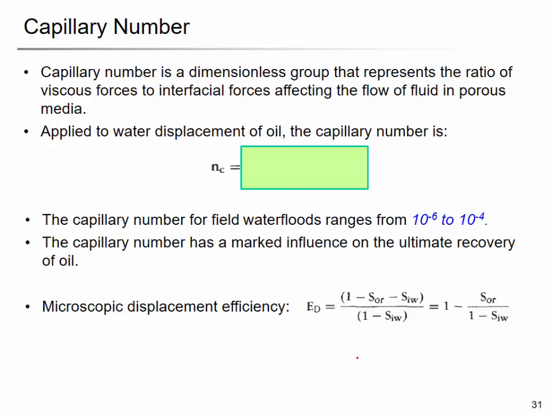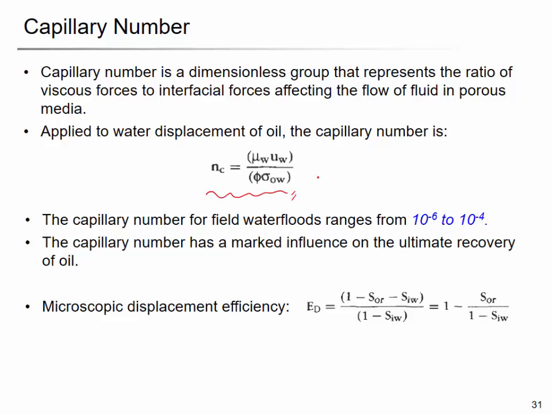And from the capillary pressure, the capillary number can be calculated, and capillary number is a dimensionless value that represents the ratio of the viscous force to interfacial force affecting the fluid flow in porous media. And when you think about water displacement of the oil, the capillary number is defined as this. So this is the case.